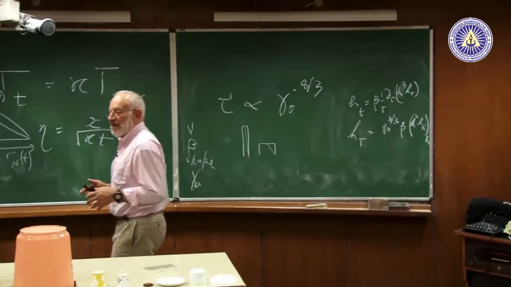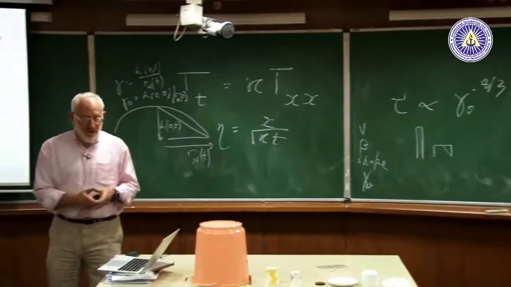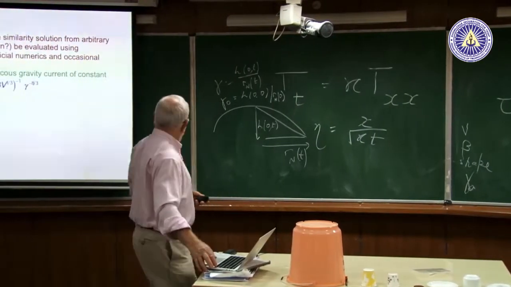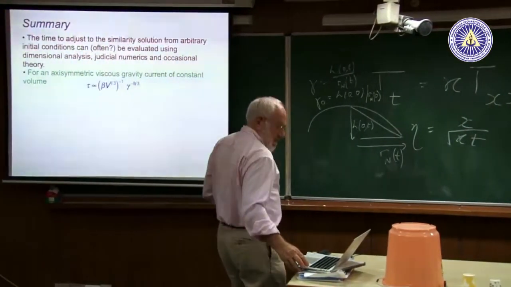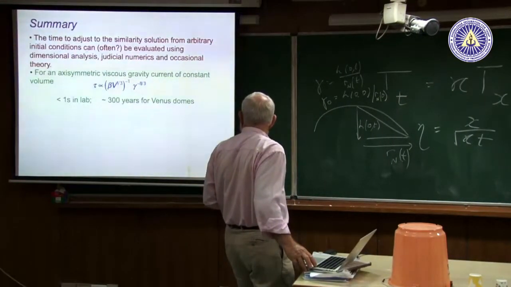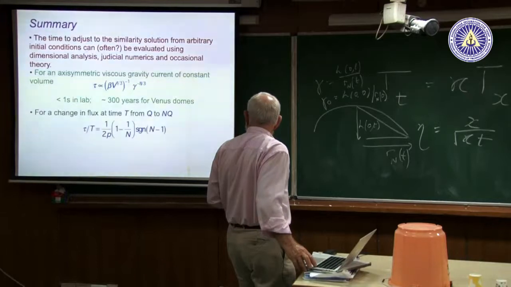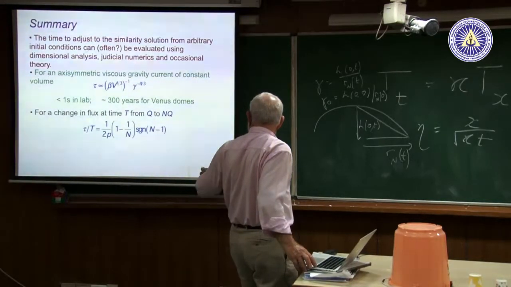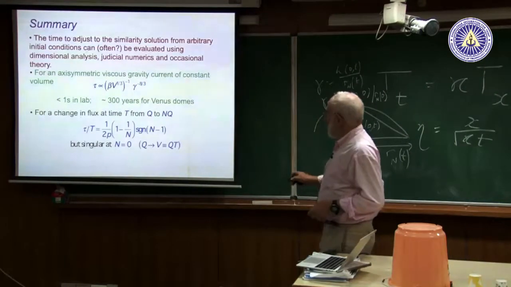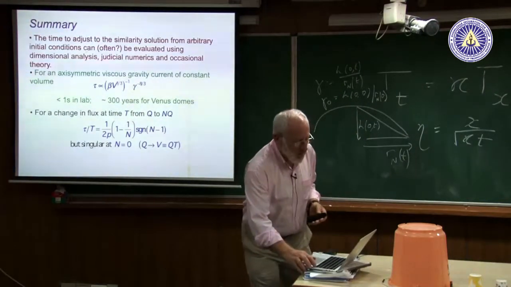How long is T star? How does it depend on the initial conditions? How does it depend on the parameters? No one in my knowledge or experience has ever looked at that before. I've already shown you this result and the time scale for the various situations. This is for the change in flux. I went through that rather quickly, I'm sorry. It's singular at n equals 0.